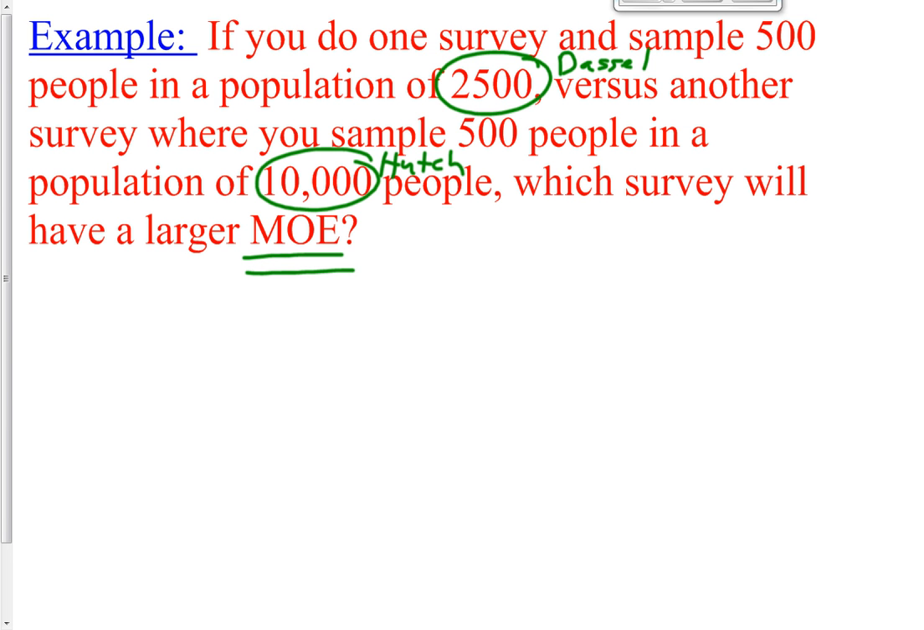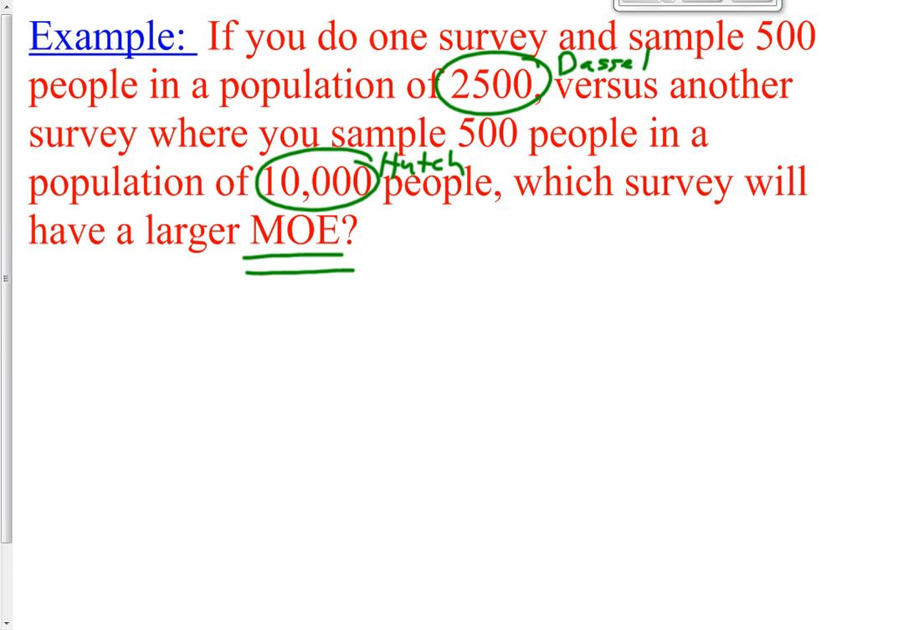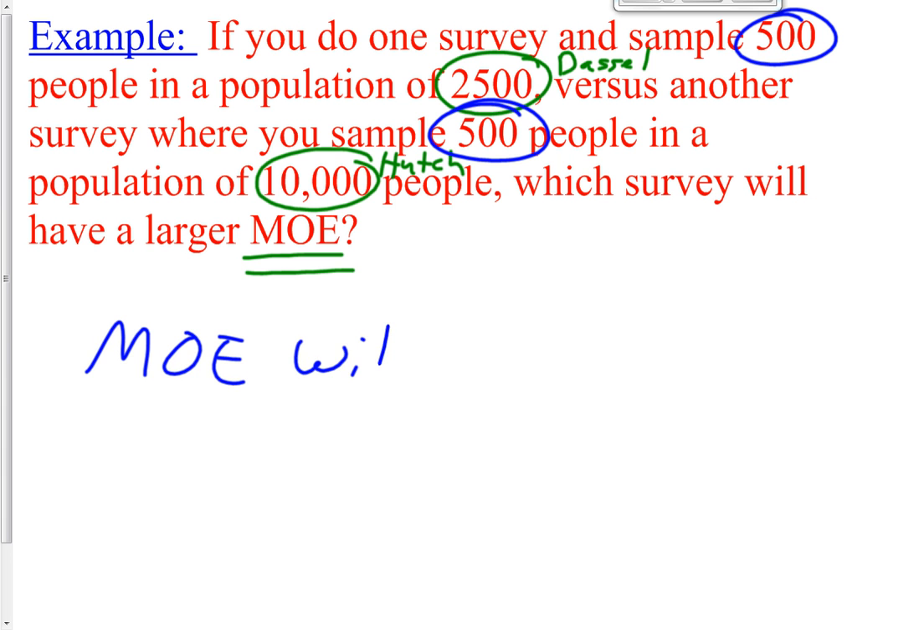Margin of error is bad, so we want to increase the sample size to have a smaller margin of error. But if your sample size is the same, the margin of error is determined by the sample size, not the population size. So we don't really care that Hutch is bigger than Dassel. All we care about, class, is their sample size. Here we have a sample size of 500. Here we have a sample size of 500. So who will have a larger margin of error? The margin of error will be the same. The sample size is the same, so the margin of error will be the same. So make sure you recognize that.